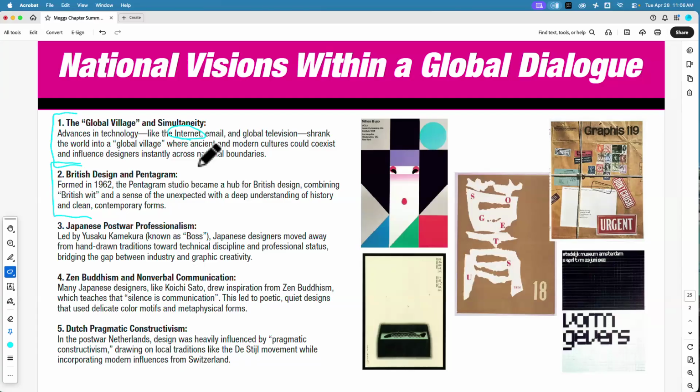Look up Pentagram if you've never looked up Pentagram and see who they are. They are now worldwide. They have offices in New York and London, all over the world. They have major offices. They have the top designers working at their offices. And if they don't, the top designer for once did work at their office.